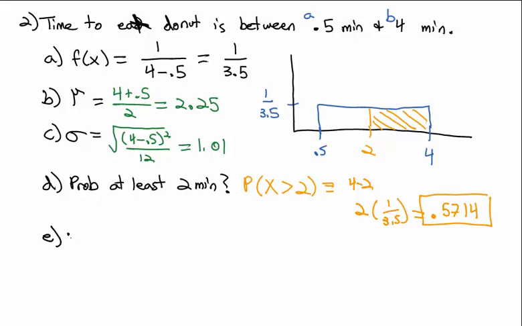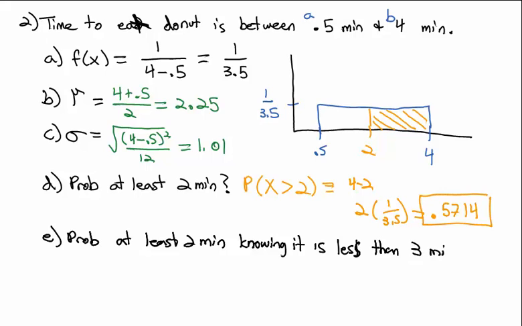What about the probability it will be at least 2 minutes, knowing it is less than 3 minutes? What are we asking for there? The probability that it's bigger than 2, knowing or given that x is less than 3 minutes. So we're only going to be interested in 3 minutes down for calculating our probability.